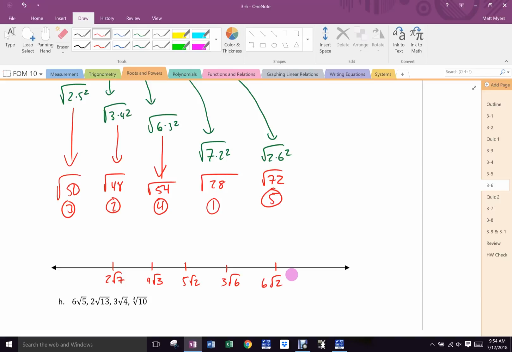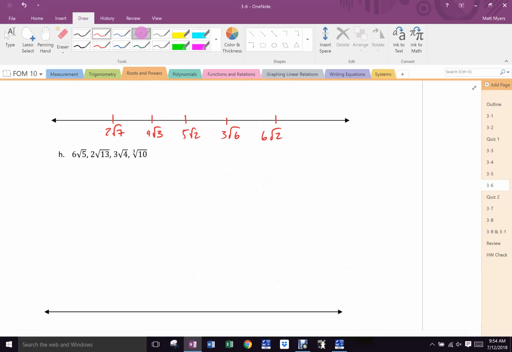You can use your calculators for your quiz, of course, but you're not going to give me any answers in decimals because you're simplifying radicals. Mr. Myers, for the number line question for cube root of 10, I just estimated it to 2.1. Absolutely right.